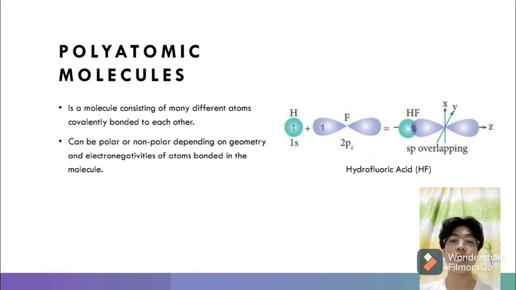Last, we talk about polyatomic molecules. Polyatomic molecules are made up of different atoms covalently bonded to each other. On the right, we see an example of an s orbital of a hydrogen atom and a p orbital of a fluorine atom covalently bonded to each other, forming a polyatomic molecule, hydrofluoric acid.